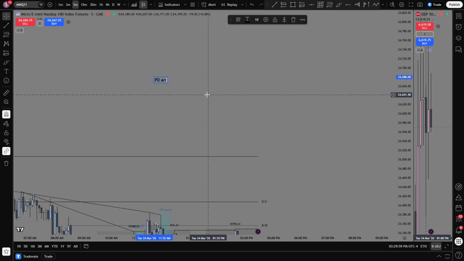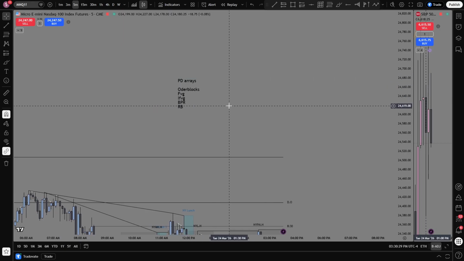All right. PD arrays. There's only a few of them that I use. I mean, there are a lot, but I'm just gonna go over the ones that work for me, and also the ones I've seen the most growth with, and what usually works. So let's do order blocks, fair value gap, IFEG, DPR, rejection block. These are our five that we're gonna do.